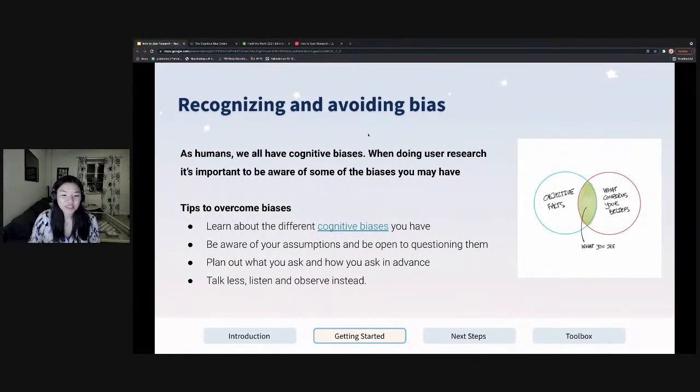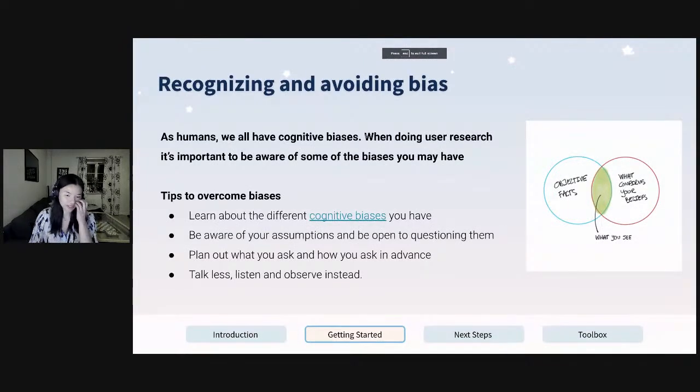Be aware of your assumptions and be open to questioning them. Like, why do you think that way? Is it because you've seen data, or because you already believed it? Plan out how you ask questions in advance, especially if you have a script you're following. Take a look at it, and maybe have other people look at it as well, to make sure you're not feeding the answers to get what you're trying to hear. And in general, talk less and listen, especially when you're doing research, because then you're putting yourself outside of that equation and trying to affect it as little as possible.